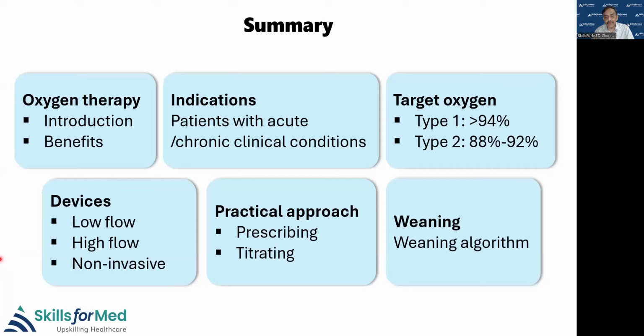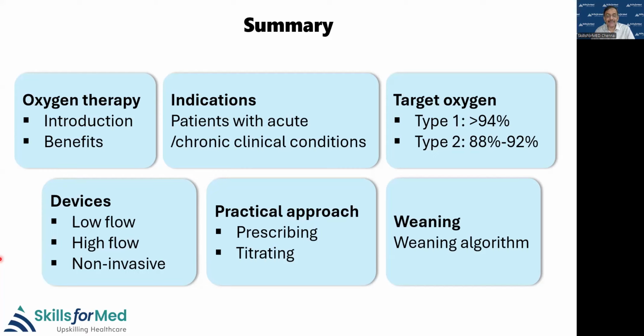For type 1 respiratory failure, where there is hypoxemia but not high CO2 in the blood, it is 94. Whereas in type 2, where there are high CO2 levels in addition to hypoxemia, you don't want to reduce the hypoxic drive, and therefore you keep the saturation low at 88 to 92%. Then we spoke about low flow, high flow, and non-invasive ways of ventilating the patient. And of course, I didn't talk at all about the invasive ways of ventilation. That is for the specialists to talk about.